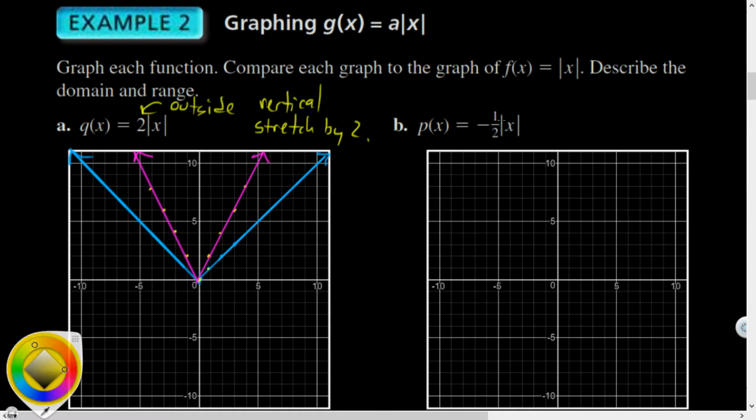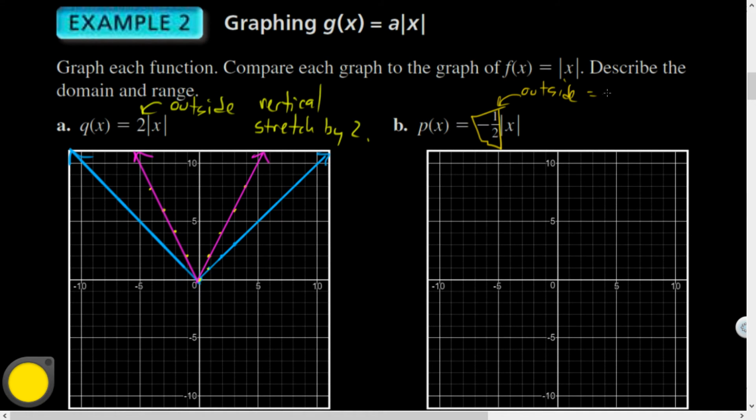All right, what is this going to do, do you think? It's outside. It's going to be vertical. It's less than 1, between 0 and 1-ish. So it's going to be a squish, by a half. And then what does this minus sign do, do you think? It's going to flip it. Flip over the x-axis. It's a vertical flip or reflection.